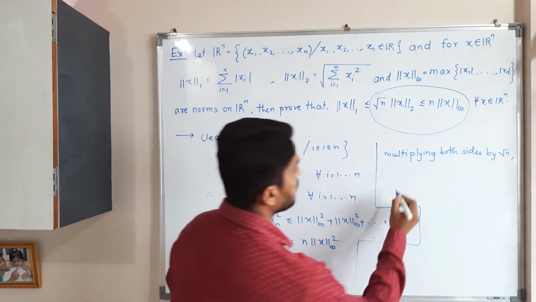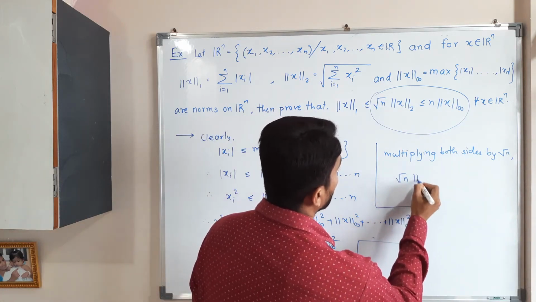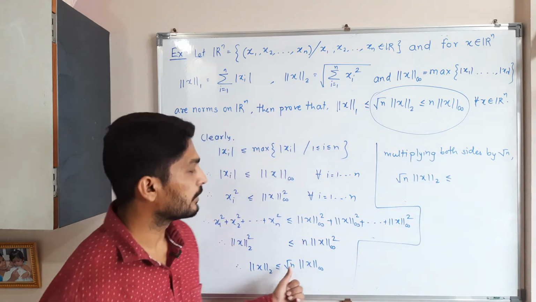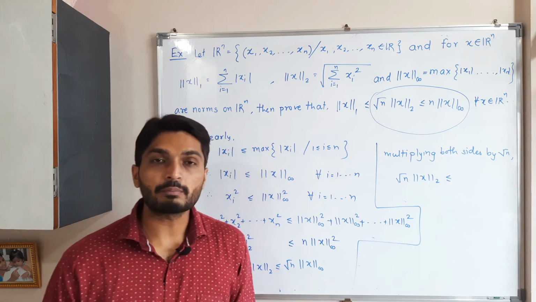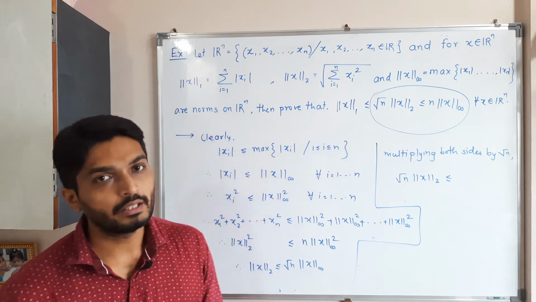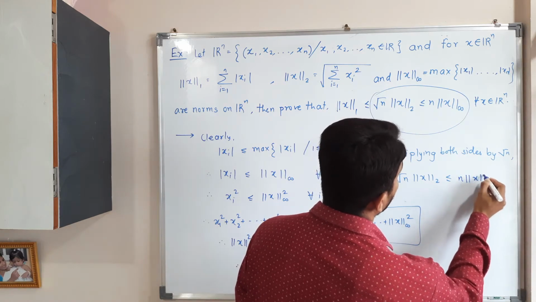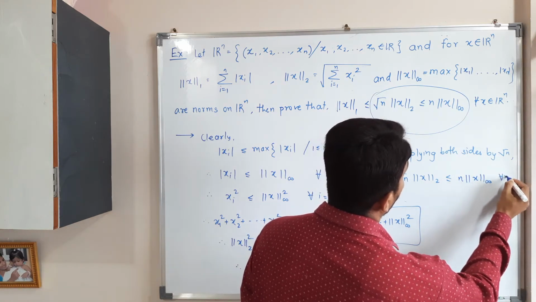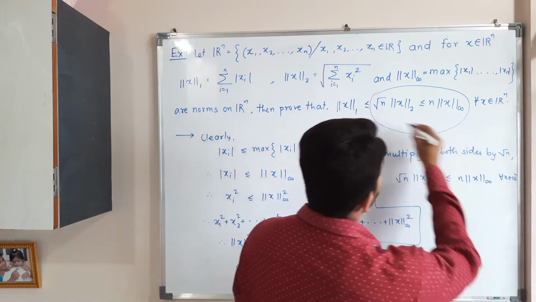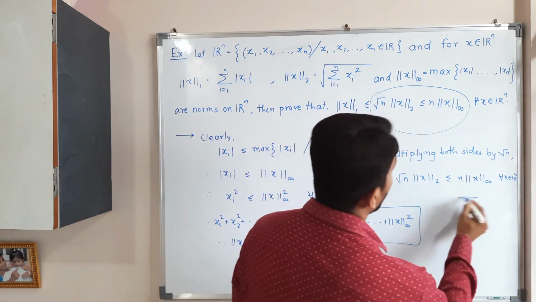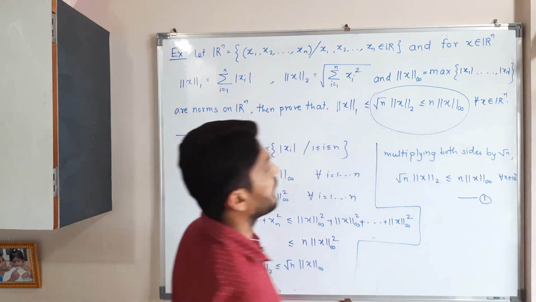Here if you multiply, we'll have root n times ||x||_2 less than or equal to, if you multiply this, already root n is there and again we are multiplying by root n, so root n into root n simply we will have n times ||x||_infinity, and this is true for all x belongs to R^n. So in this way we got the first inequality. I will call it equation number 1. So this part we have done.